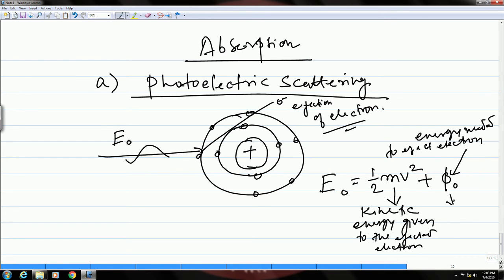And this particular parameter is called work function, which is the energy needed to eject an electron from an atom. So, a portion of the X-ray photon energy is going into ejecting the electron first, which is this phi naught or the work function, and the other portion is going into providing the kinetic energy to the ejected electron. So, that is why this X-ray photon energy E naught is being balanced by these two.